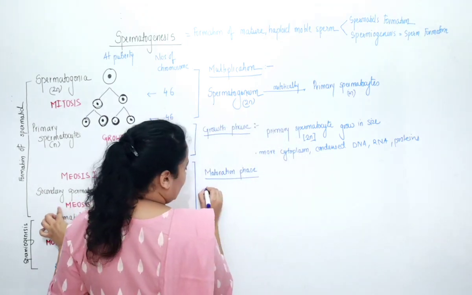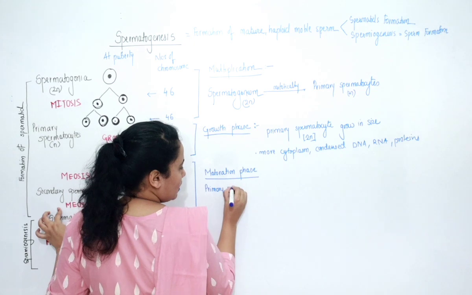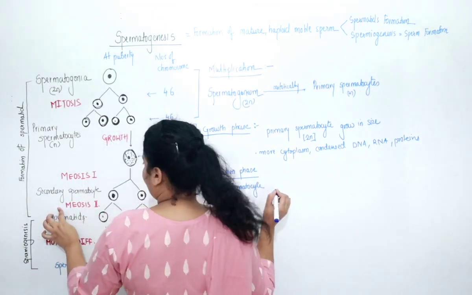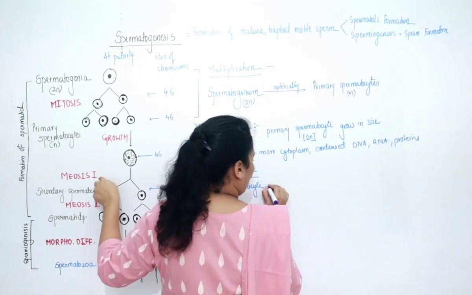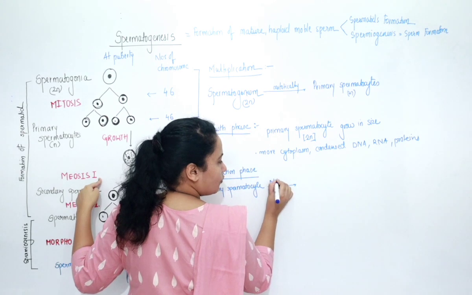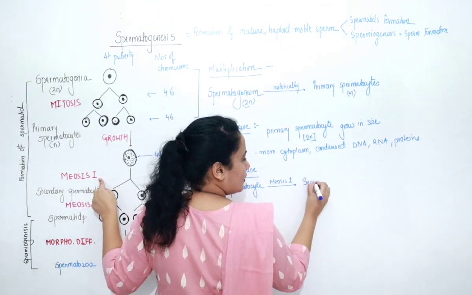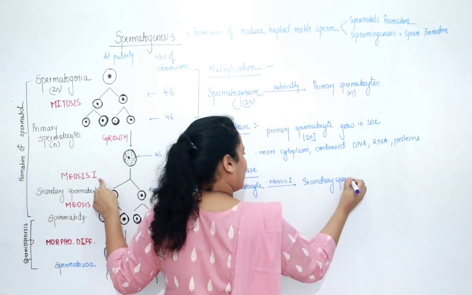So I'll write over here that in maturation phase, the primary spermatocyte, that is this, the grown up one, will undergo meiosis 1 and it will form secondary spermatocyte.